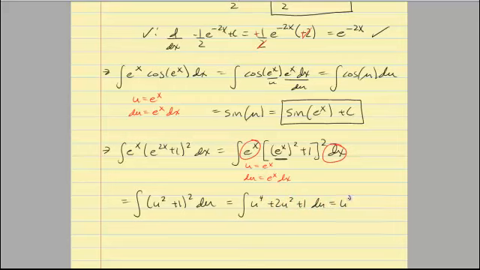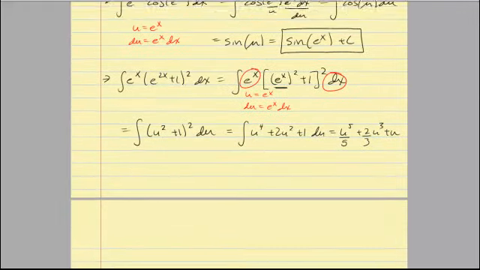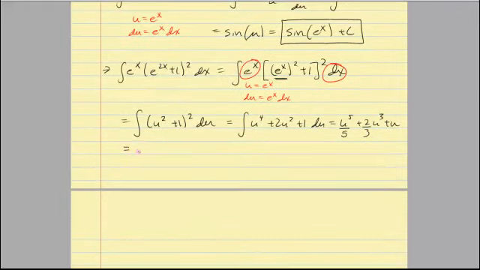And of course integrating this isn't bad. U to the 5th over 5 using the good old power rule plus 2/3 u cubed plus u. Of course we need to back substitute. U was equal to e to the x, so I get e to the 5x over 5 plus 2e to the 3x over 3 plus e to the x. I don't want to do plus c quite yet. We need to simplify this a little bit.